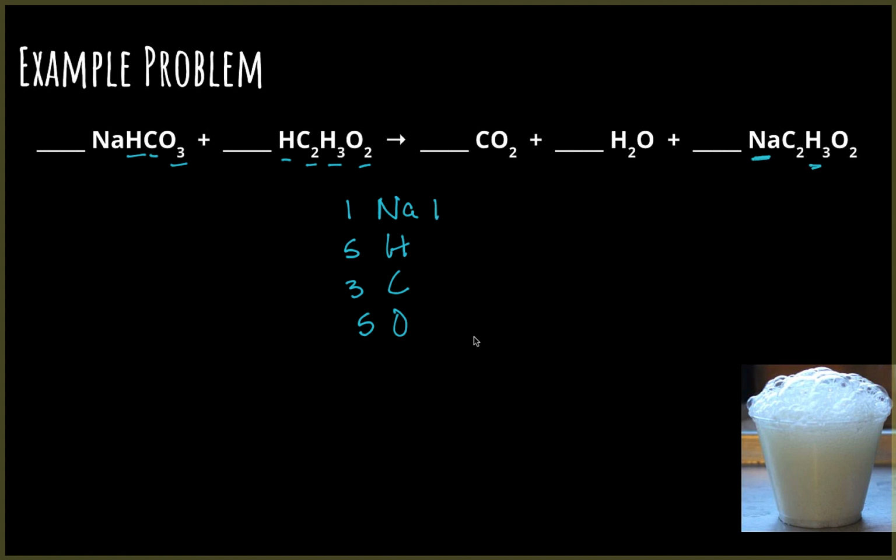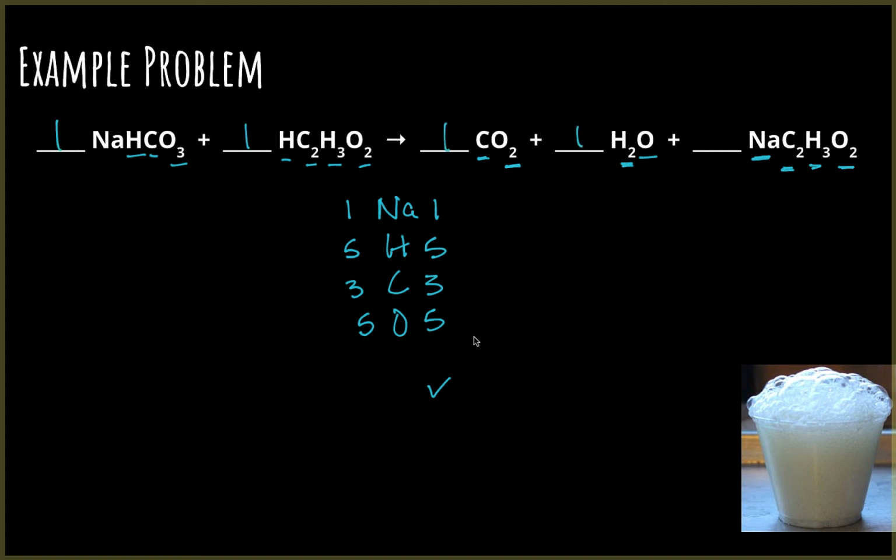H's, I have 3, 4, 5. Carbons, I have 2, 3. And O's, 1, 2, 3, 4, 5. Okay, so if you look at this one, 1 Na on both sides, 5 H's on both sides, 3 C's on both sides, 5 O's on both sides, this one is done. I don't have to do it. It's already balanced. So again, I can leave those blanks or I can put the 1s in.